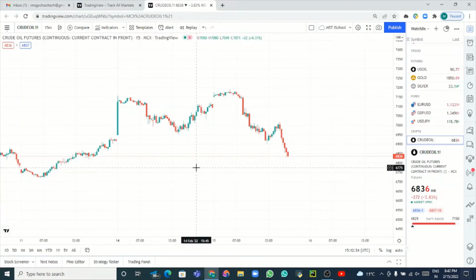Today, let us see the performance of the crude oil as well as in other script.